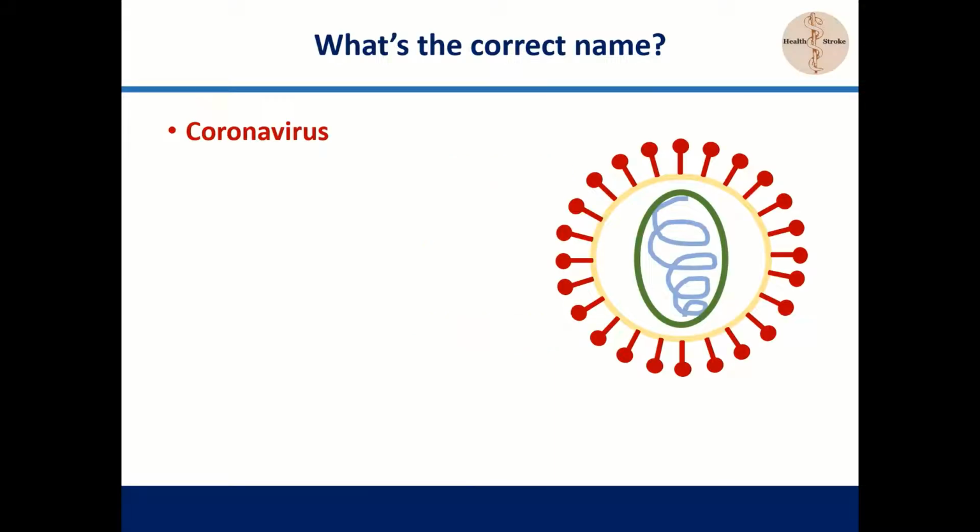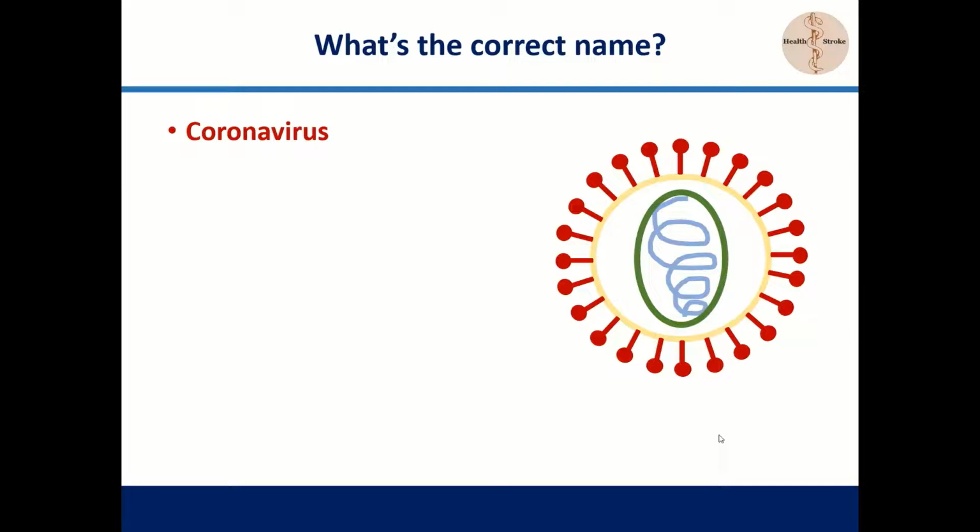Now, this virus is called coronavirus because of its structure. It has spike-like projections which form a crown around the virus, and in Latin, crown is called corona. So when these viruses were initially seen under the electron microscope, they appeared as if there was a crown-like structure surrounding the virus, and thereby the name coronavirus.